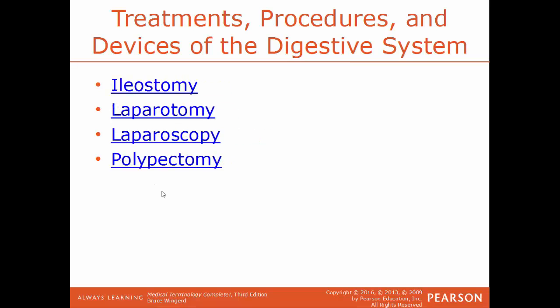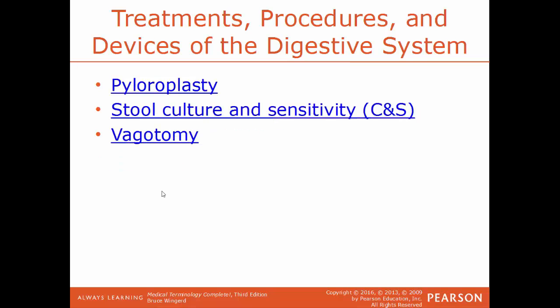Ileostomy. This is the creation of a colostomy, but in the ileum part of the small intestine. The ileum is the last part of the small intestine. Laparotomy is a surgical incision into the abdominal cavity, which would be related to laparoscopy, which is a visual examination of the abdominal wall and abdominal cavity. And the last term here, polypectomy, is the surgical removal of a polyp. Pyloroplasty is a surgical repair of the pylorus, which is a valve at the lower end, the distal end of the stomach.